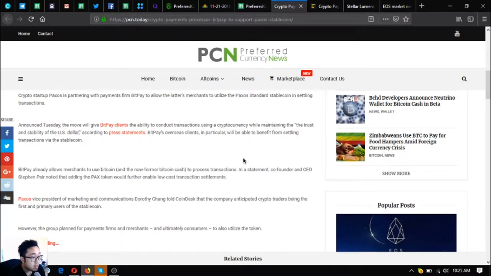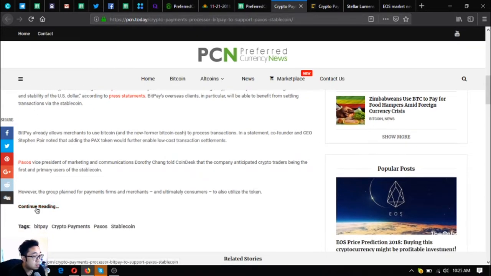BitPay's overseas clients in particular will be able to benefit from settling transactions via the stablecoin. BitPay already allows merchants to use Bitcoin and the now former Bitcoin Cash to process transactions. In a statement, co-founder and CEO Stephen Pair noted that adding the Pax token would further enable low-cost transaction settlements. Pax's Vice President of Marketing and Communications Dorothy Chang told CoinDesk that the company anticipated crypto traders being the first and primary users of the stablecoin. However, the group planned for payments firms and merchants and ultimately consumers to also utilize the token.